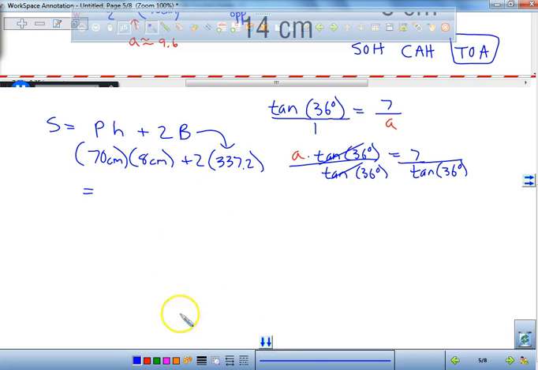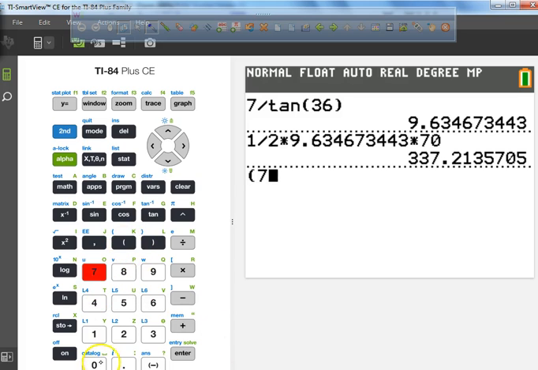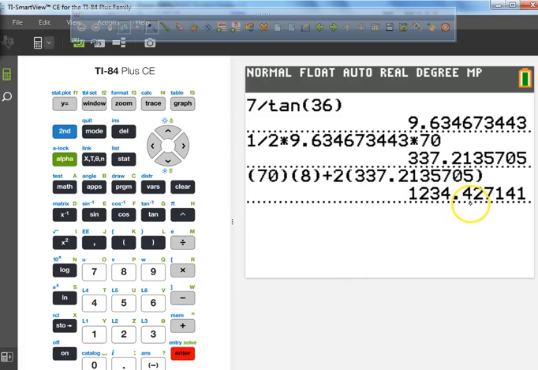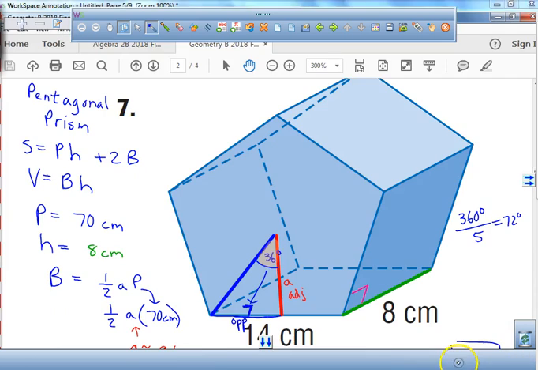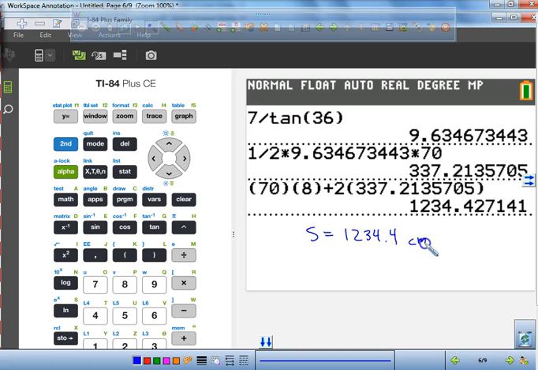So let's go ahead and just type in everything. Here we go. Open parentheses, 70 times our height, which is 8, plus 2 times the area of my base. I'm going to go up there and grab it. I love this calculator because you can go up and grab things. And press enter. 1, 2, 3, 4.0.4. It's as easy as 1, 2, 3, 4. So right now, what's your surface area equal to on this problem? 1,234.4. And what's our measurement in centimeters squared? So put centimeters squared. That's your surface area.